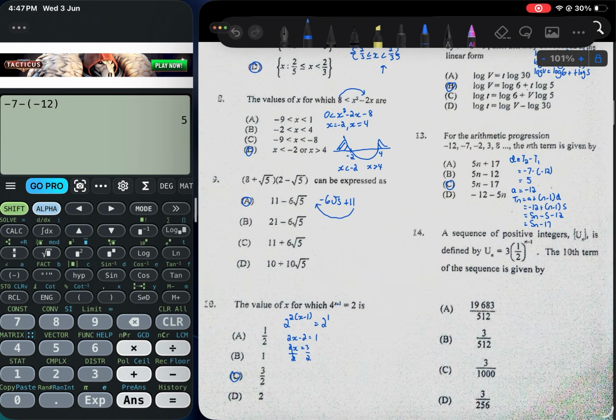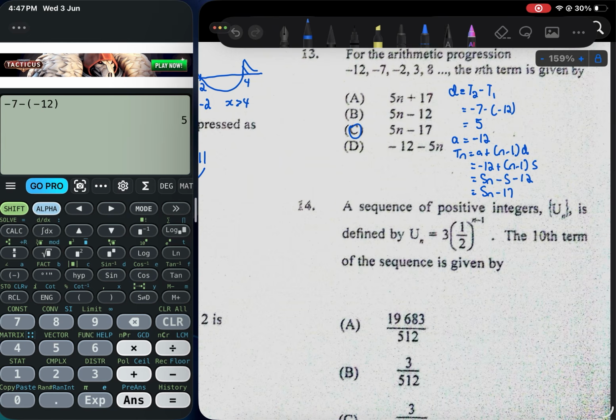A sequence of positive integers un is defined by un is equal to 3 times (a half) to the power of n minus 1. The 10th term of the sequence is given by. So this is basically telling us we can just substitute in 10 for n, and we should find the 10th term of the sequence. So we use our calculators.